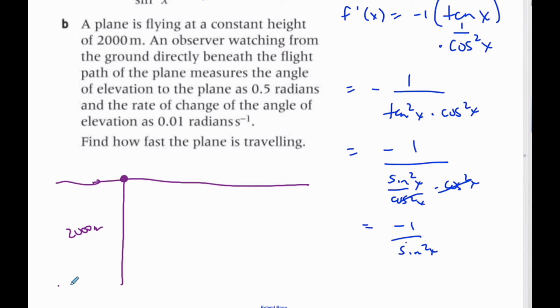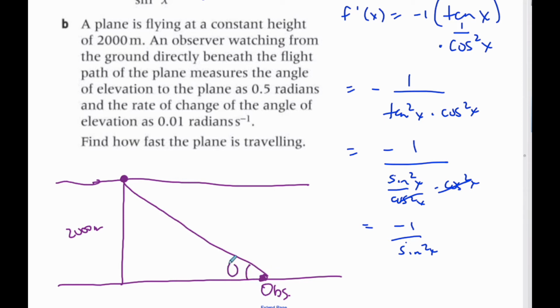So here's the ground, here's the flight path of the plane, here is the observer O, the observer, he sees the airplane. The angle of elevation goes up, so here is the angle of elevation, theta. And so it's 0.5 radians, and the rate of change of this angle is 0.01. Find how fast the plane is traveling.